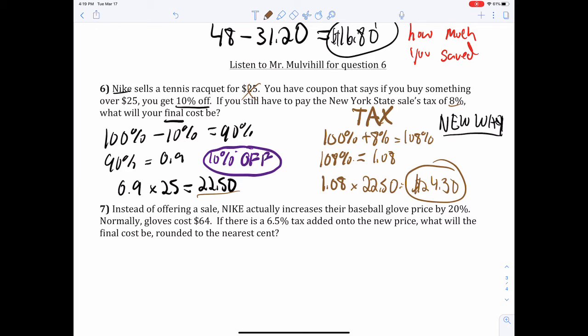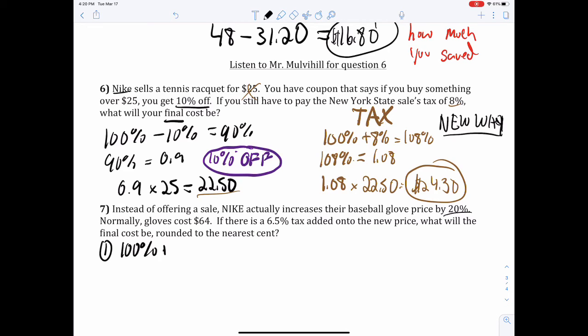All right, last question here. Well, you guys try that on your own, so pause the video, give that one a shot, or zoom when you're ready. Okay, here, so Nike is actually increasing their baseball glove price by 20%. Normally they cost $64, but a lot of people are buying them, so they're going to increase their price by 20%.